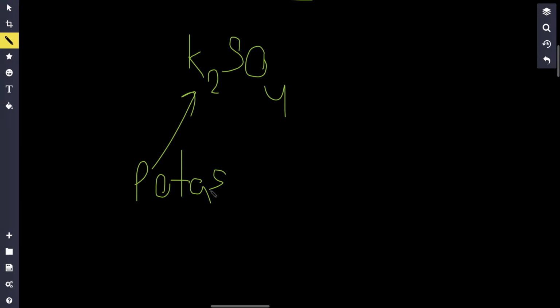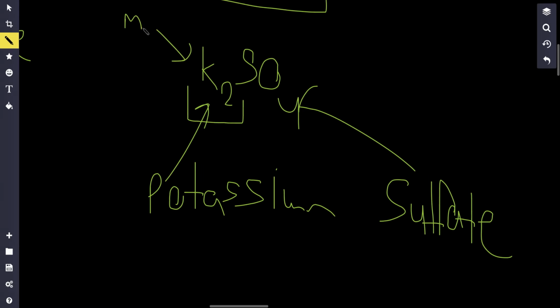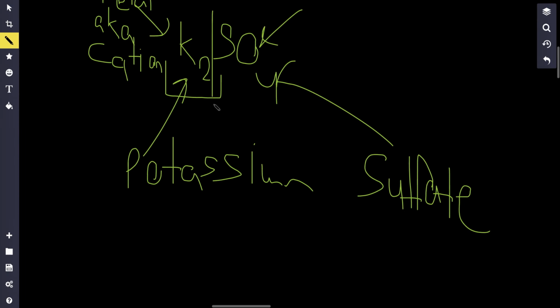I'll just do another example because that might seem a little bit confusing. If you have, let's say, K2SO4, the way you name this is, this right over here is potassium, and this is sulfate. So this compound is called potassium sulfate because you do not change the name of your metal, aka the cation, and you also don't change the name of the polyatomic, even if it's in the back.